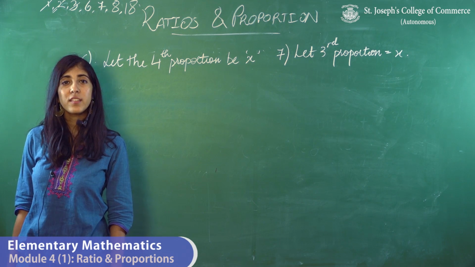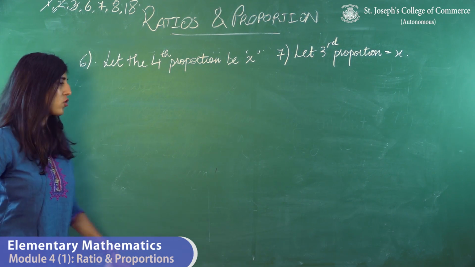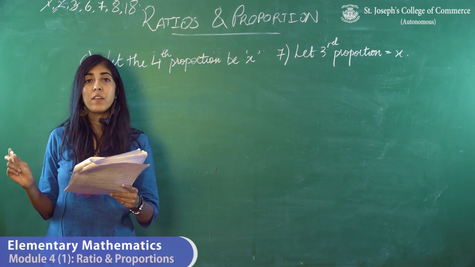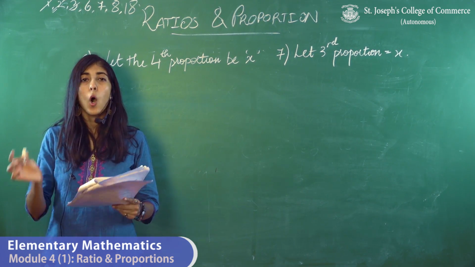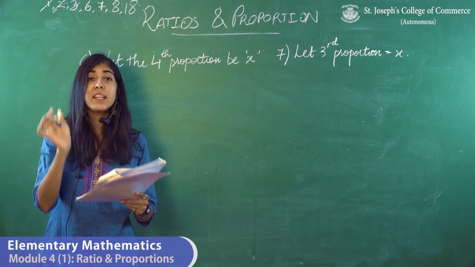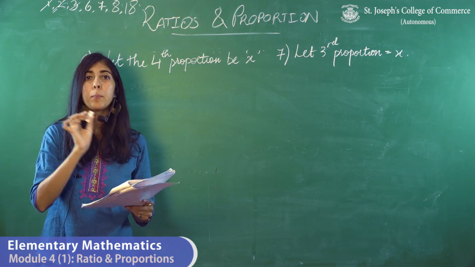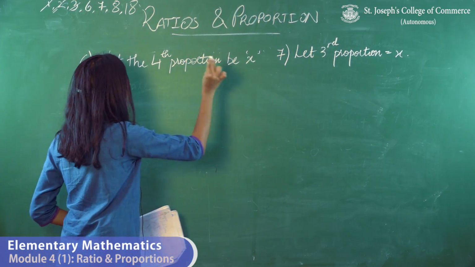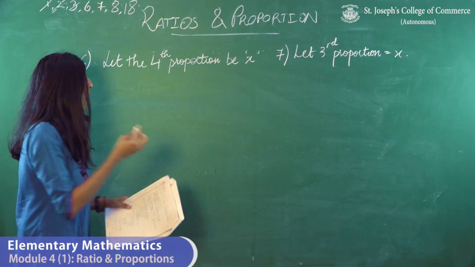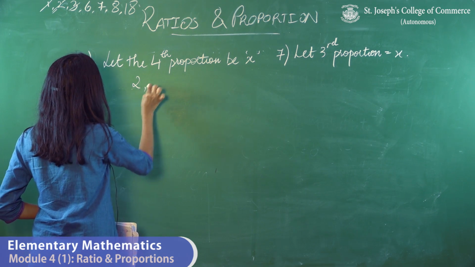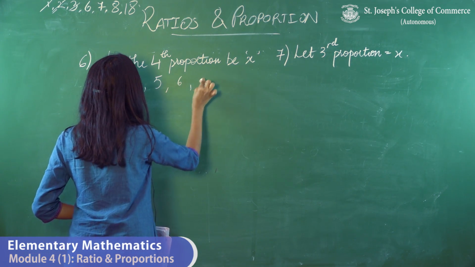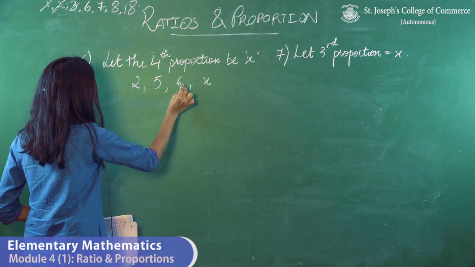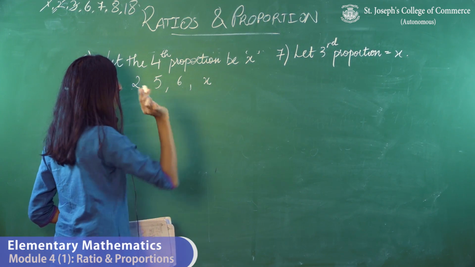We're going to be moving on to the sixth question. The sixth question, they're asking you to find the fourth proportion of 2, 5 and 6. Now that means, obviously, to find the fourth proportion, B is not equal to C. That means the mean terms are not equal. Therefore, I assume the fourth proportion to be x because they're asking you to find it. The 4 proportions are 2, 5, 6 and x. 2 being the first proportion, 5 being the second, 6 being the third and x being the fourth proportion.